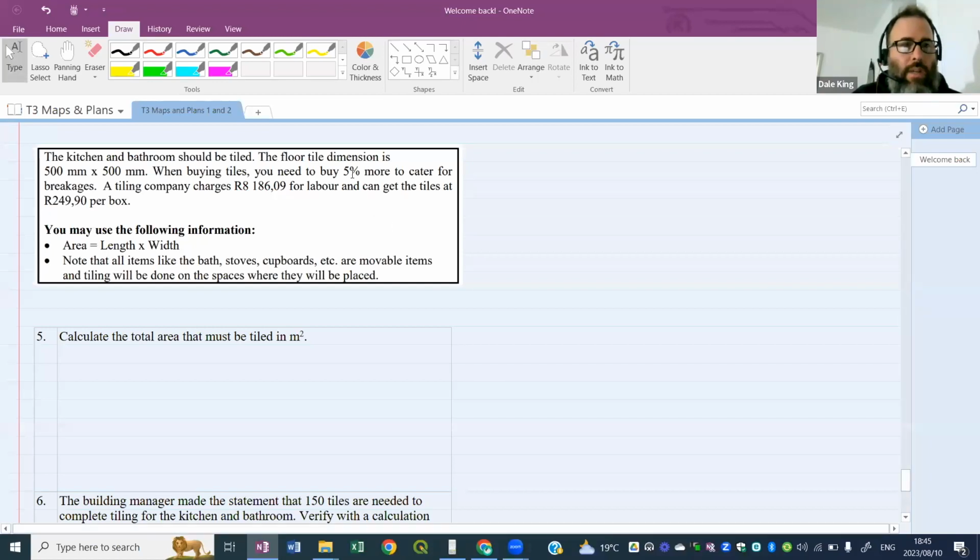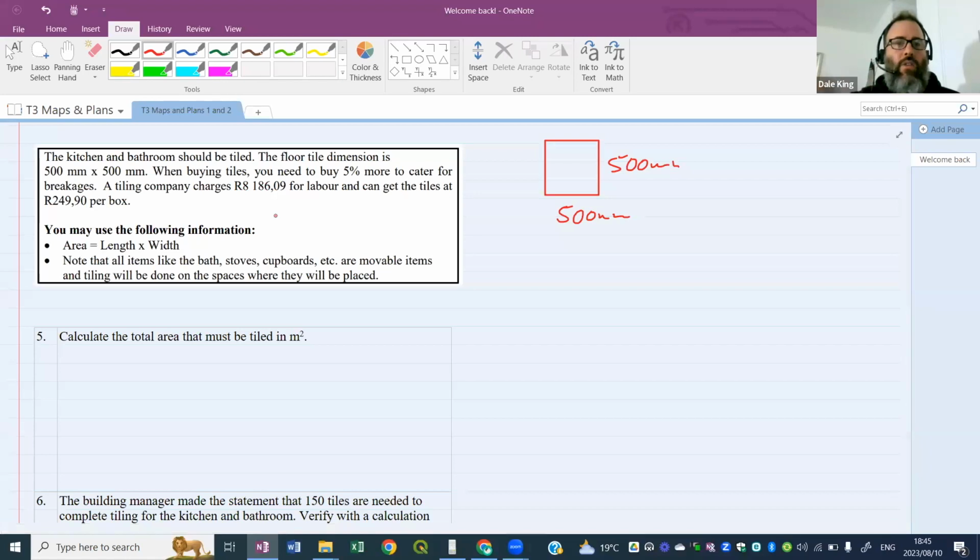The floor tile dimension is 500 millimeters times 500 millimeters. So let me draw a little diagram. We've got a tile. It's 500 mils by 500 mils. Those are the dimensions. When buying tiles, you need to buy 5% more to cater for breakages. Everyone knows that. You don't just buy exactly what you need. You're going to get breakages, chop pieces off, or crack one. So you need to get 5% more than what you need.